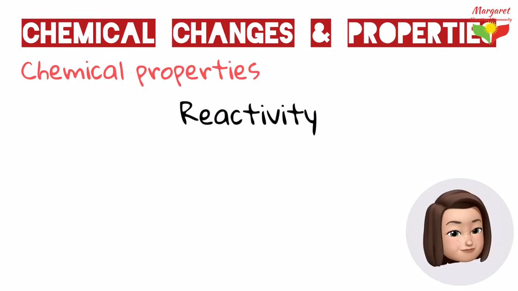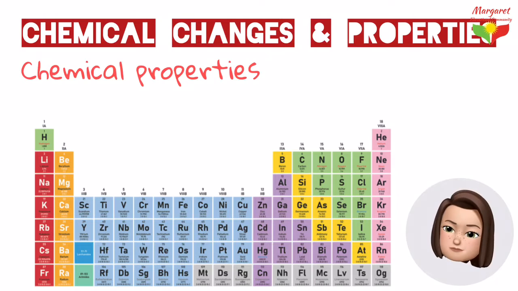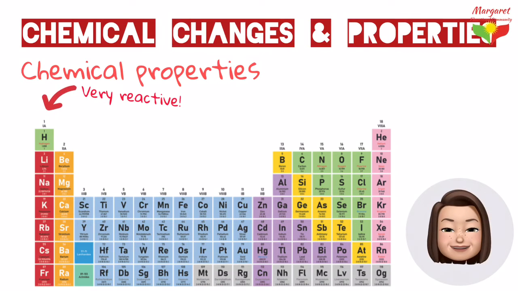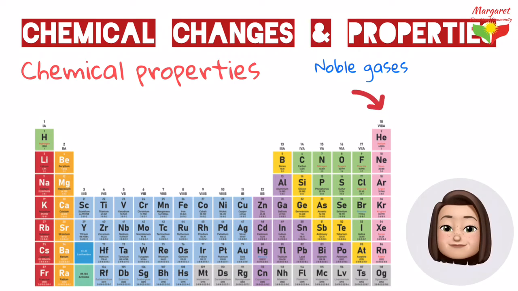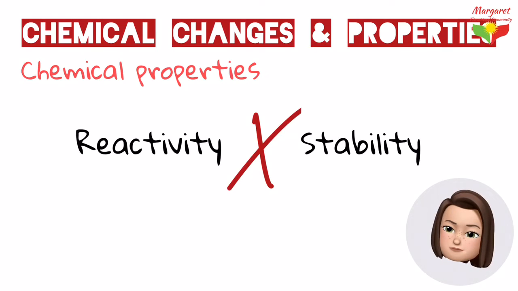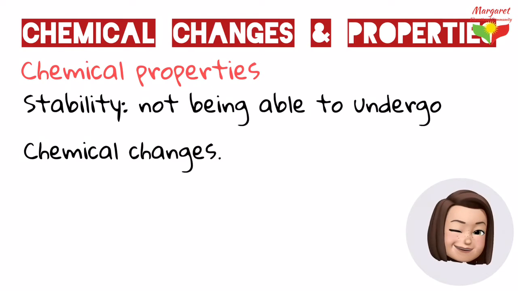Another property is reactivity. Reactivity is the ability of a substance to go through a chemical change. Now let's go back to the periodic table. The elements in the first column are very reactive metals. That means they would undergo chemical change easily. As for the noble gases in the far right column of the periodic table, they have stability. So what is stability? Stability is quite the opposite of reactivity. Stability means that the matter does not undergo chemical change very easily. In fact, they rarely react with other substances.